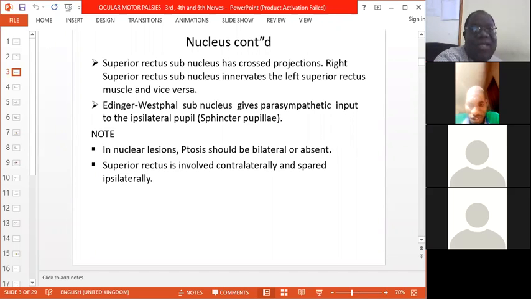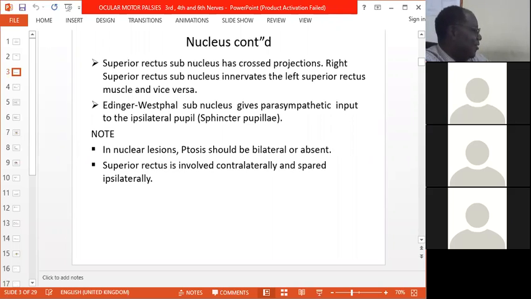Superior rectus subnucleus innervates the left. Right superior rectus subnucleus innervates the left superior rectus. If you've got a right superior rectus palsy, it is the left muscle which will be affected, while if it's there, it's the right. That's the meaning. This differentiation helps you to detect: is it a nuclear lesion or not? If this one is spared and only the other one is affected, then you know it's a nuclear lesion.